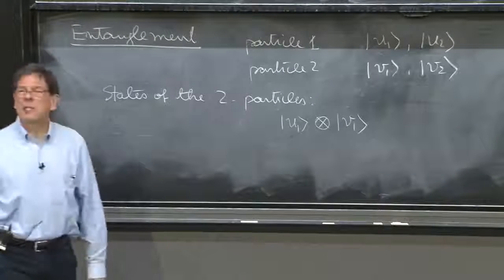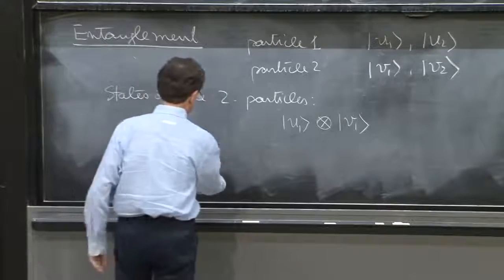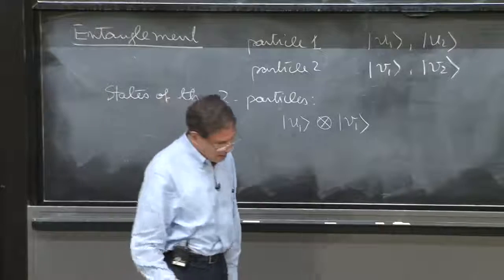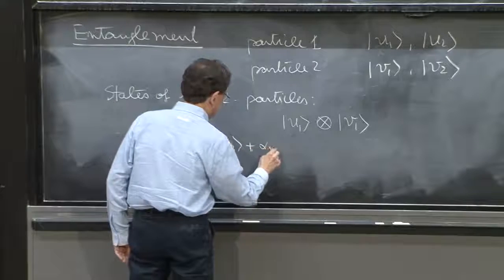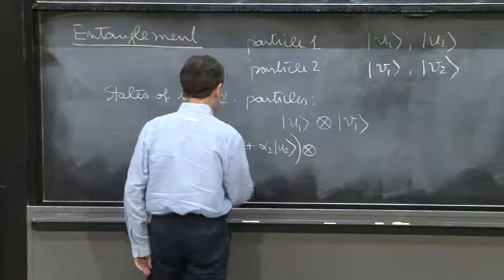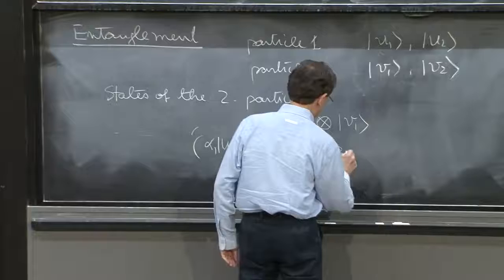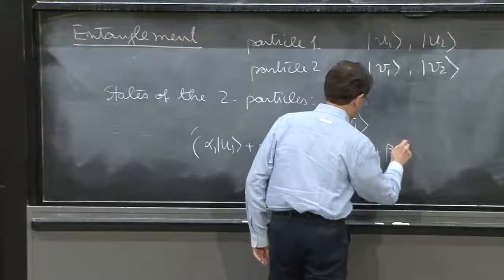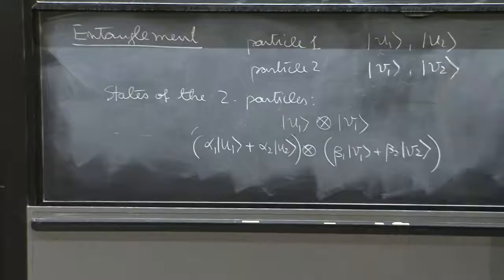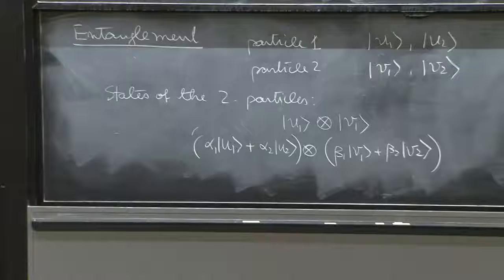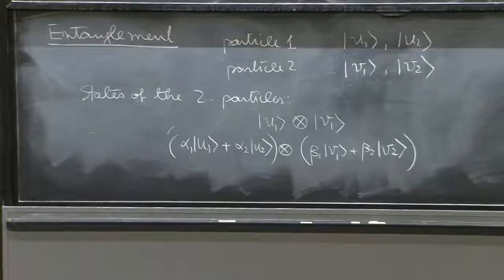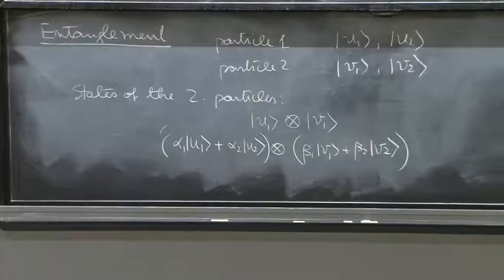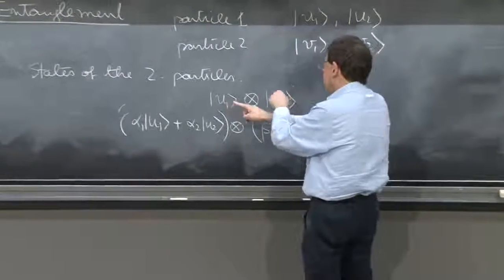Now, I could have a different state, because particle 1, in fact, could be doing something a little different. Could be doing alpha 1 U1 plus alpha 2 U2. And maybe particle 2 is doing beta 1 V1 plus beta 2 V2. And this would be all right. I'm telling you what particle 1 is doing, and what particle 2 is doing. And the rules of tensor multiplication, to combine those states, are just like a product, except that, as I said, you never move the states across.